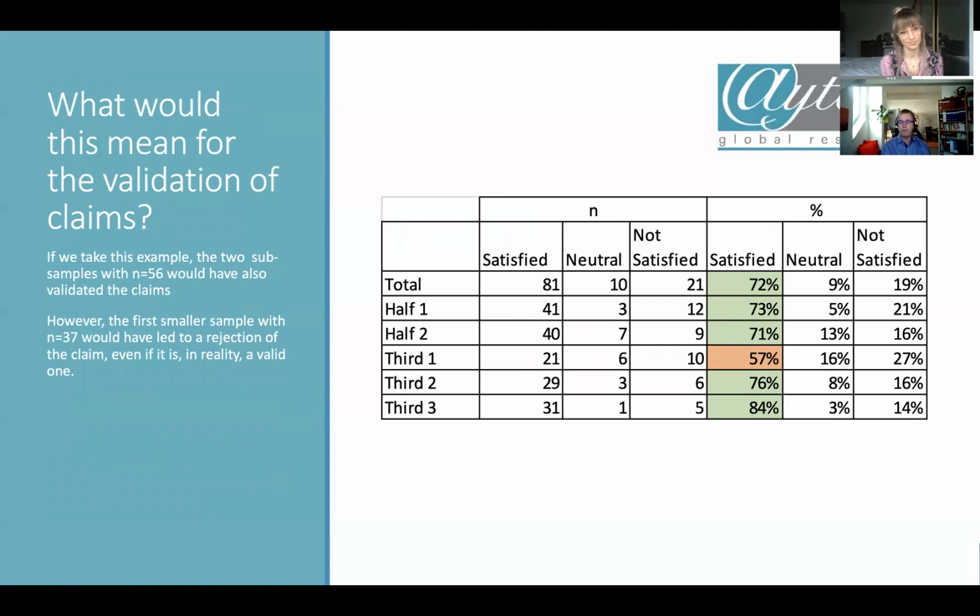This would also mean for the validation of claims. If we look at the figure below, we see that we had 72% people who were satisfied. But if you had chosen a small sample and just chosen randomly the first third sample, you would only have come to 57%, which means you would have rejected the claim, even if it is in reality a valid one. So again, this shows that you need to have a fairly good sample size to have reliable results.